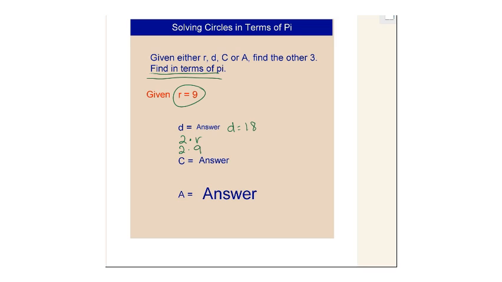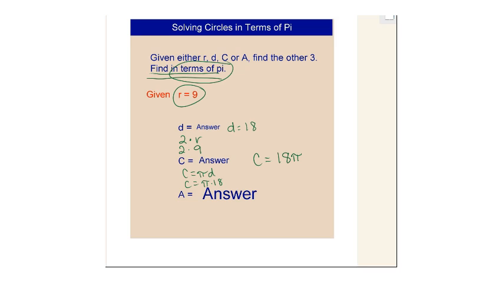For circumference, to make it really easy, we're going to work with circumference equals pi d. Now, we know what our diameter is. Our diameter is 18. Now, we're going to leave our answer in terms of pi, and so what that means is I can just write that the circumference is equal to 18 pi. I don't need to multiply those together since I'm leaving the answer in terms of pi.